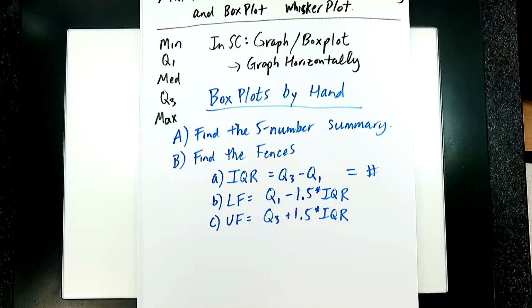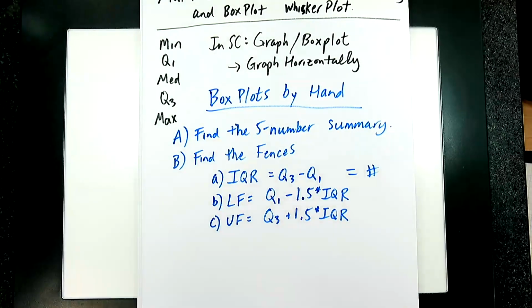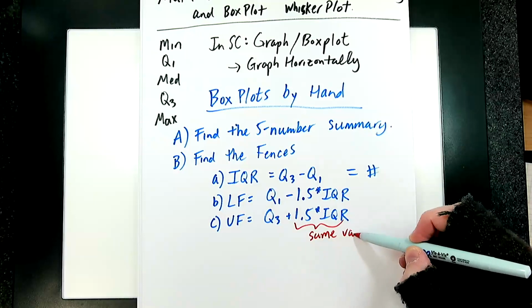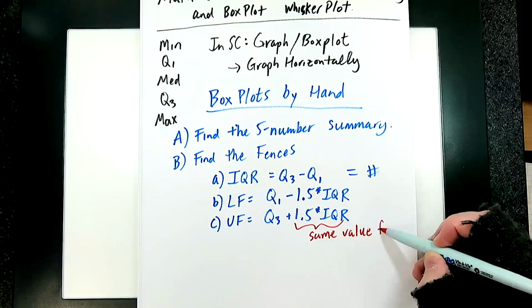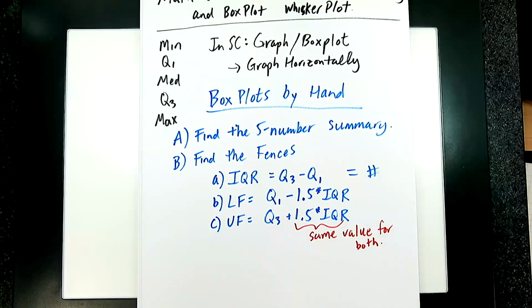So always minus 1.5 or plus 1.5, just using the same 1.5. This is the same number both times, same value for both, so you really only need to calculate it once. And one of them you'll subtract, one of them you'll add. It's not too bad.